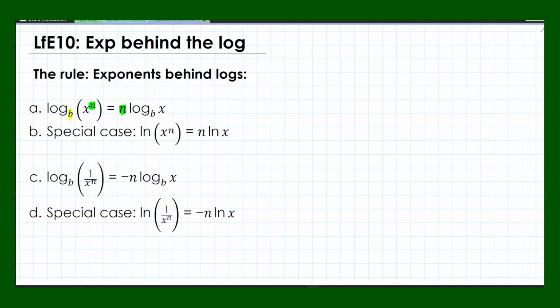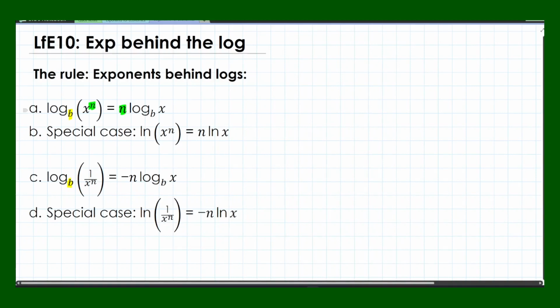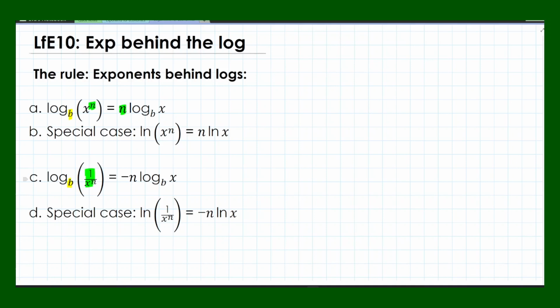But there is a slightly different version of this rule. If we have a log base b, just some generic base b, but behind that log sign now I have 1 over some number to the power of n, or exponent of n, then that can be replaced by negative n times the same log. So if the exponent is in the denominator, 1 over some number to the power n, then this power will be multiplied out but with a negative number in front. So it's going to be negative n rather than positive n as in the original version, when it was just x to the n behind the log base.